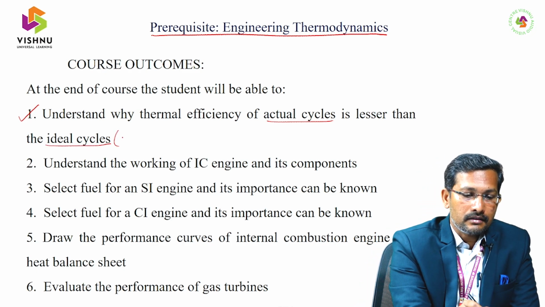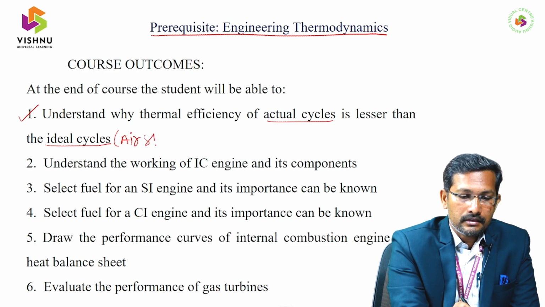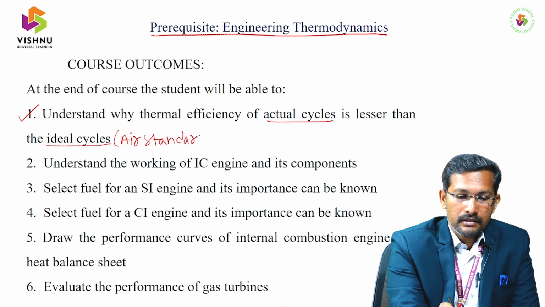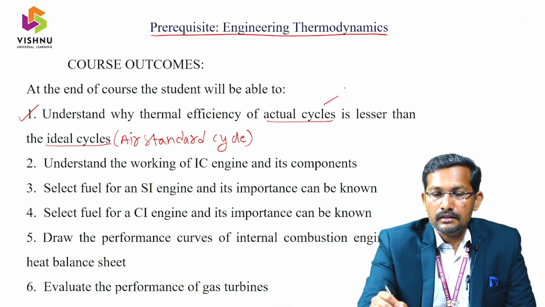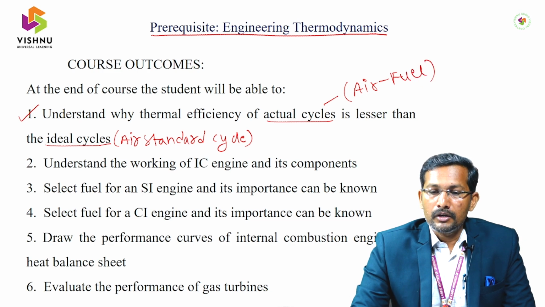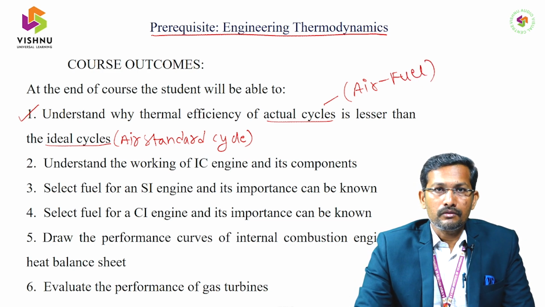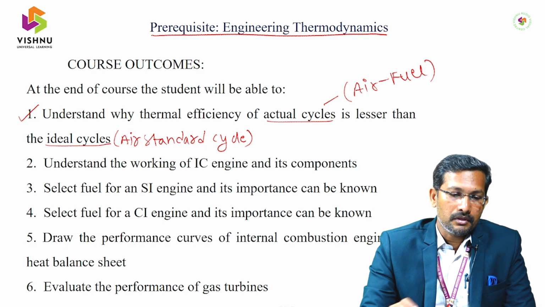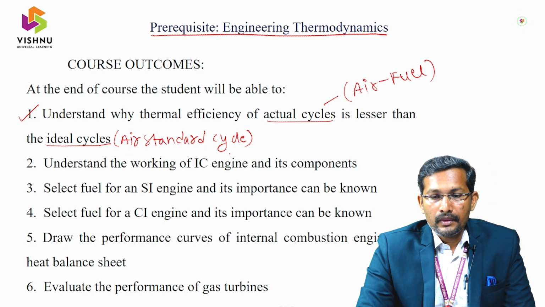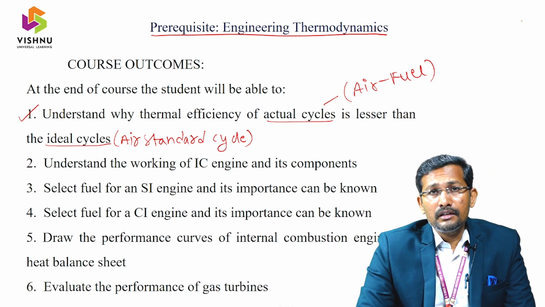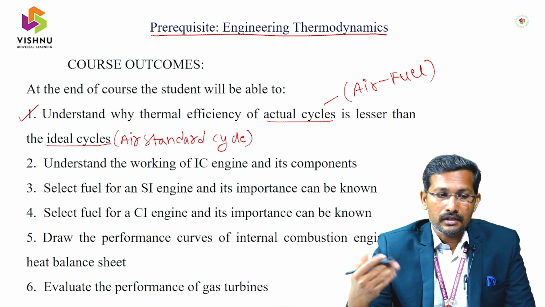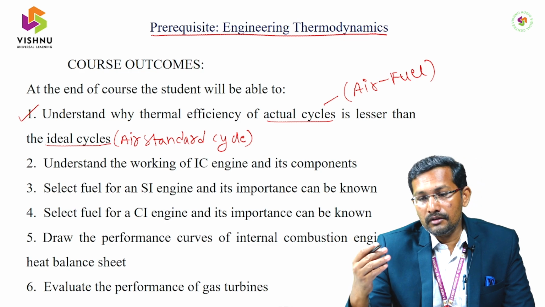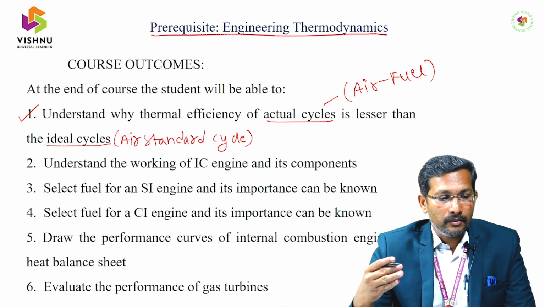Ideal cycles are the air standard cycles. In air standard cycles, the working medium is air. Whereas in the actual cycle, it is an air-fuel mixture, where petrol or diesel combusts with the help of air. Now, the students should understand the reason why the thermal efficiency of actual cycles is less than the air standard cycles. That is the first thing to understand from unit 1.